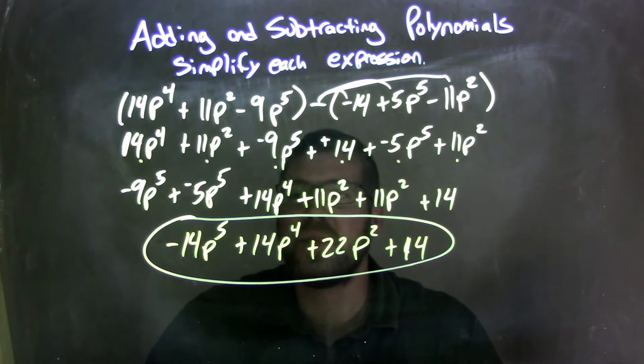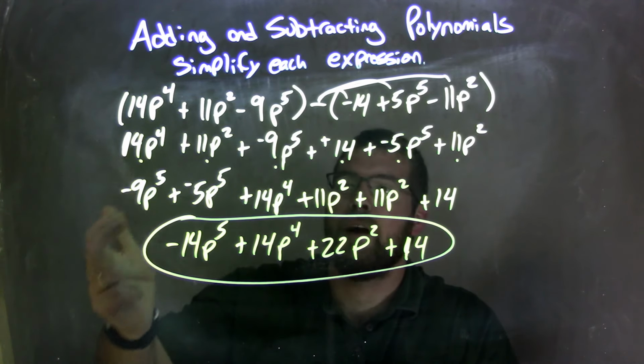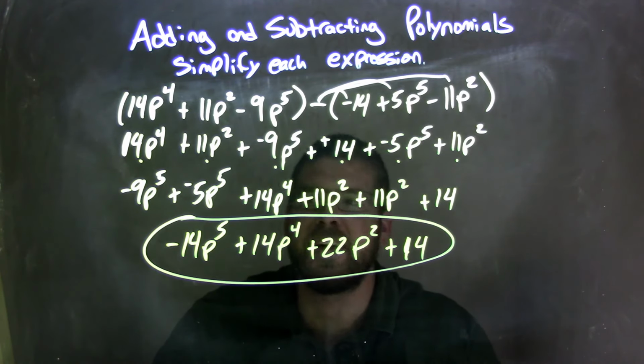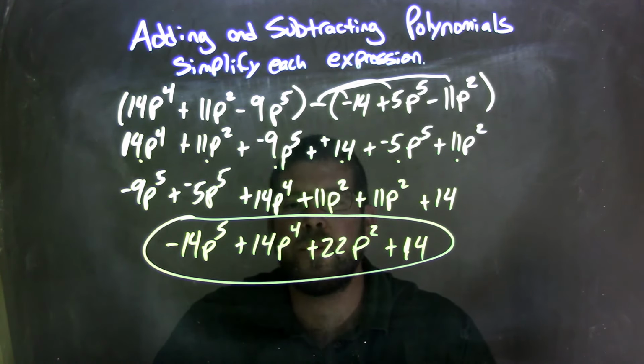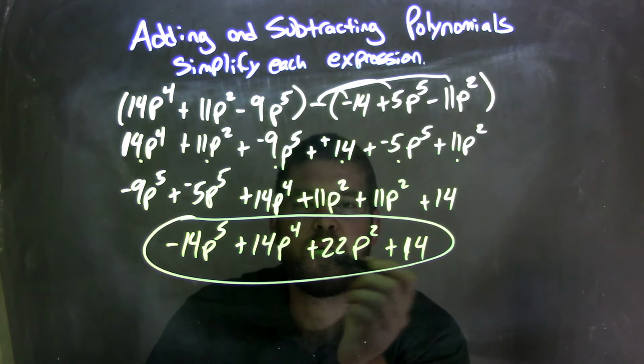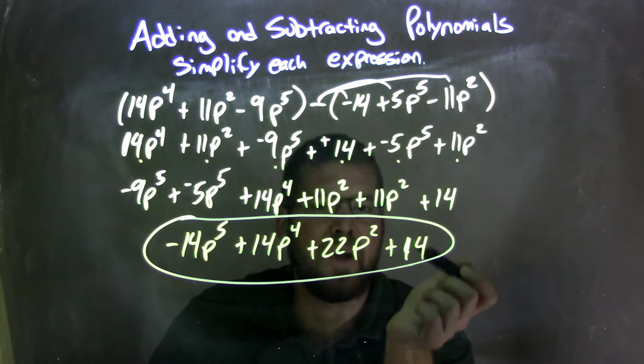And so then from there, I also did the dot method and double checked my work to make sure that was actually a 14p to the fourth that I brought down. Then I combined my like terms, giving me my final answer, which is negative 14p to the fifth plus 14p to the fourth plus 22p squared plus a positive 14.